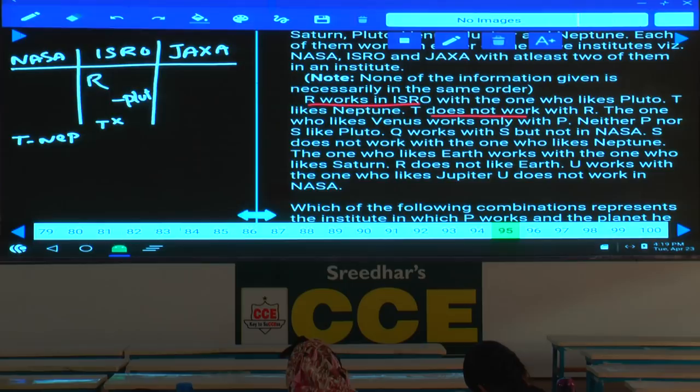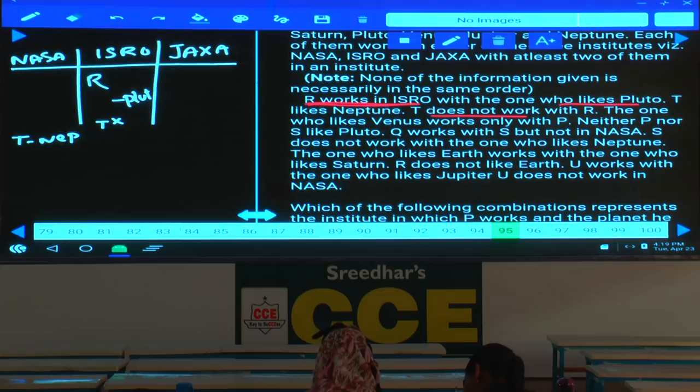R works in ISRO with the one who likes Pluto, isn't it? R and Pluto, we have written this. Then tell me, how many people are working in ISRO? Exactly two? Two or more than two, isn't it? Maybe two or more than two. Hence here, there are two different possibilities.